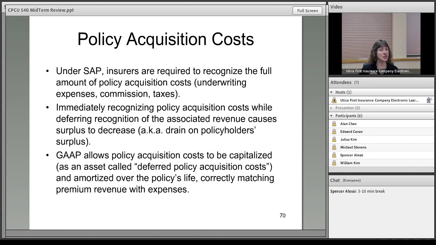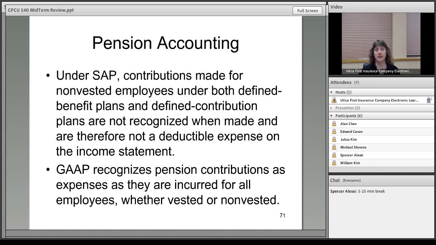surplus. It actually prevents capacity, or prevents them from writing more business. Okay, so that's, again, the difference between SAP and GAAP. Pension accounting, we talked about it already. Vested or non-vested pension accounts: if they're vested, they are allowed to be deducted as an expense. If they're not vested, they cannot under SAP.